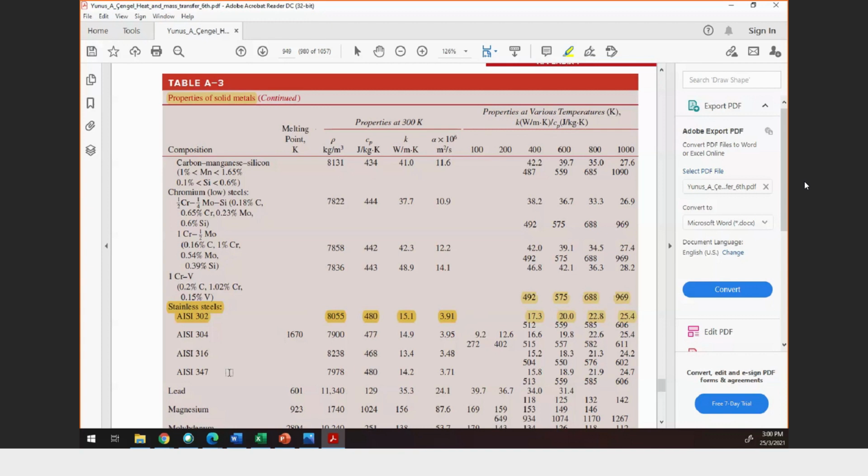I think this kind of table is a bit more detailed compared to the table in the thermodynamics textbook. If you look here, this value is only valid at 300 Kelvin. It is about 27 degrees Celsius. But what is the difference between these values?